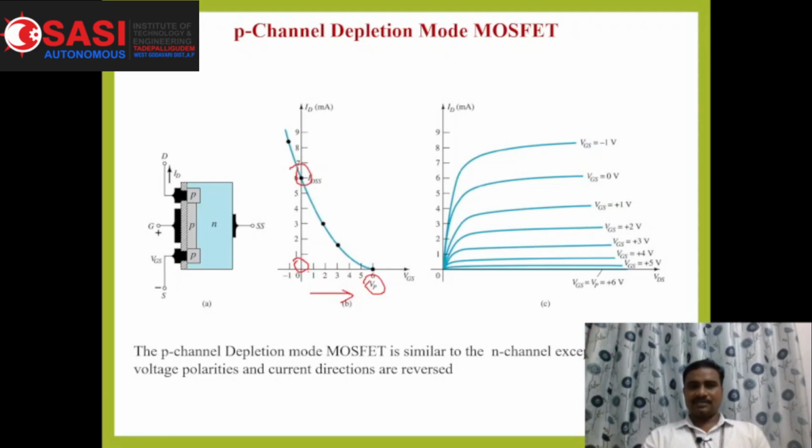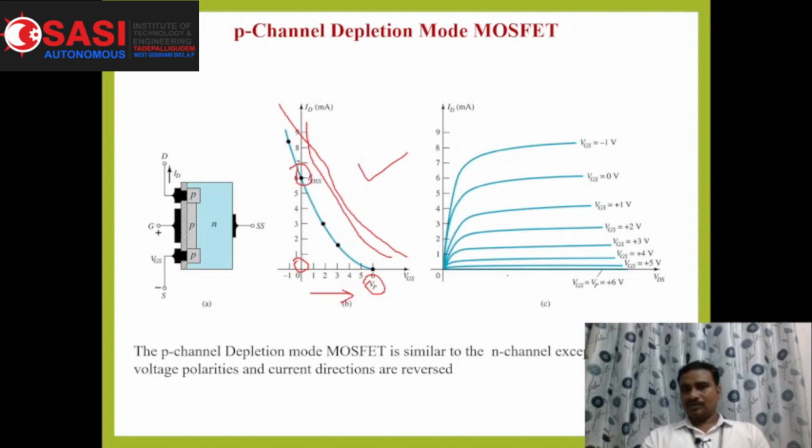And as we increase the voltage VGS between the gate and source, we can observe the current value IDSS. So it is in the enhancement mode. That means it moves from the depletion mode to the enhancement mode, so it will be operated completely in the positive region only.